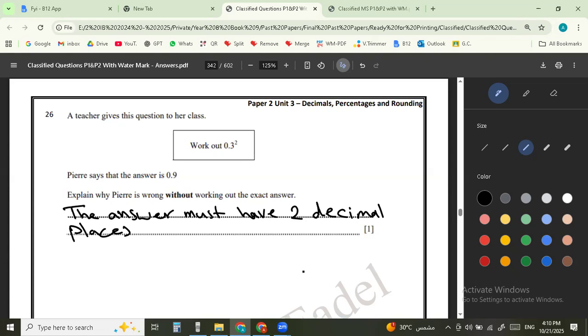No. Here I know that this is 0.3 times 0.3. The answer definitely must have two decimal places. That's what they want to hear from you. They don't want you to put the exact answer.